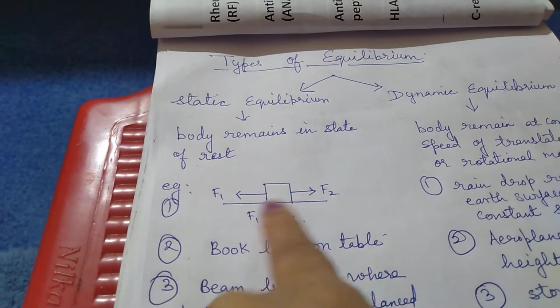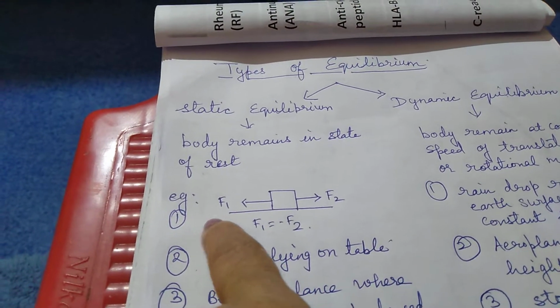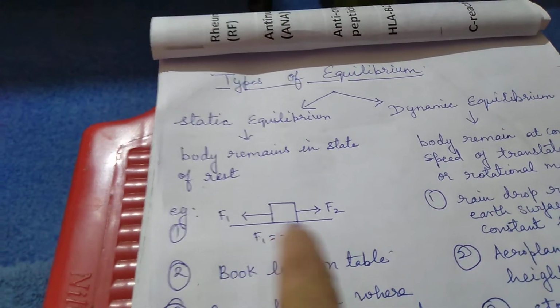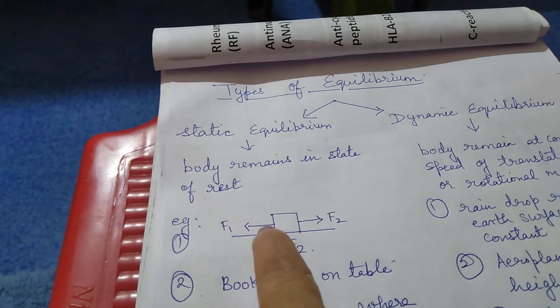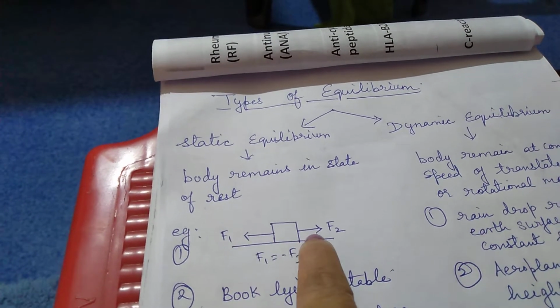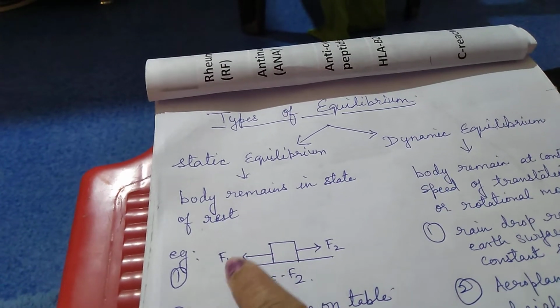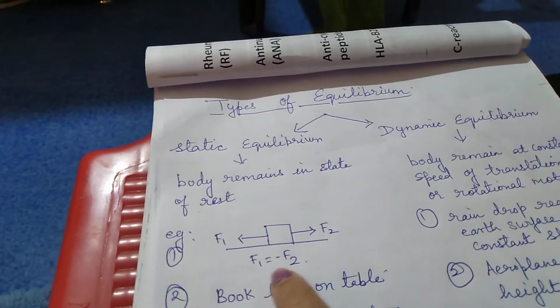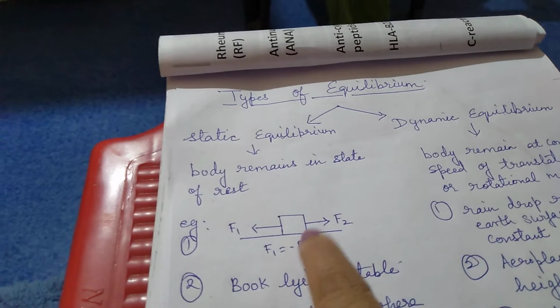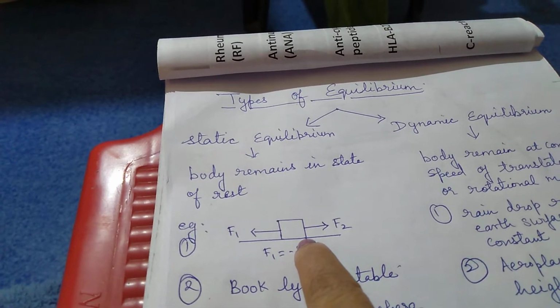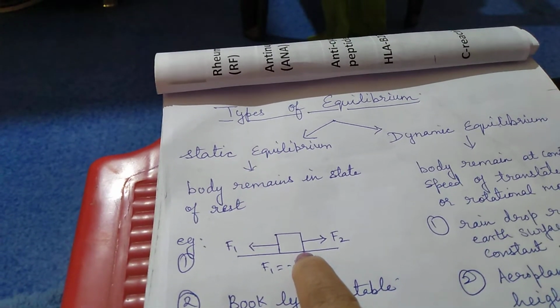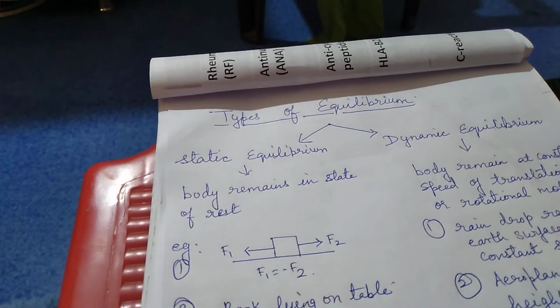See this first one, you can see this is a block kept on the table and there is force F1 which is pulling it this side and the force F2 pulling it to the right side. Now the F1 is equal to F2, only they are in the opposite direction, and that is why they are not going to make any net effect on the body. So this is a static equilibrium.